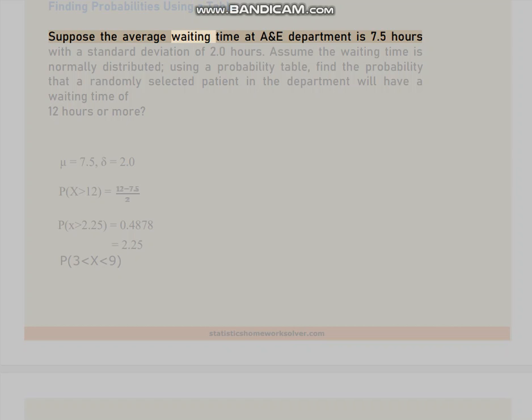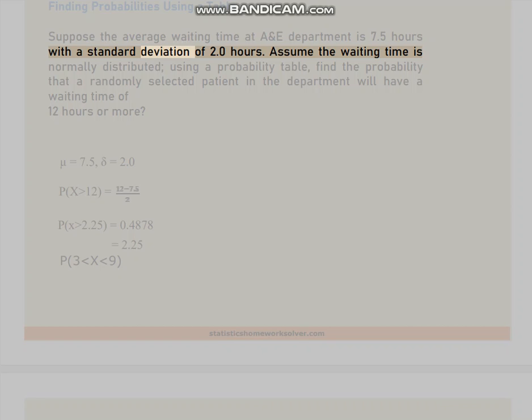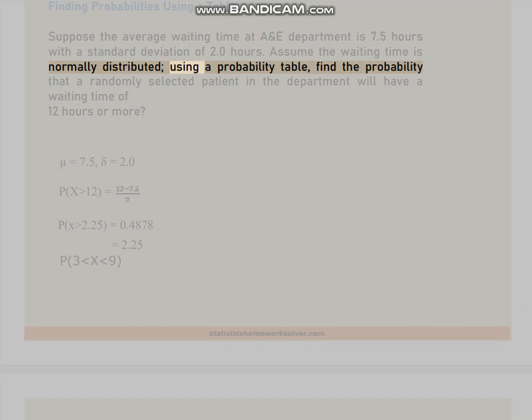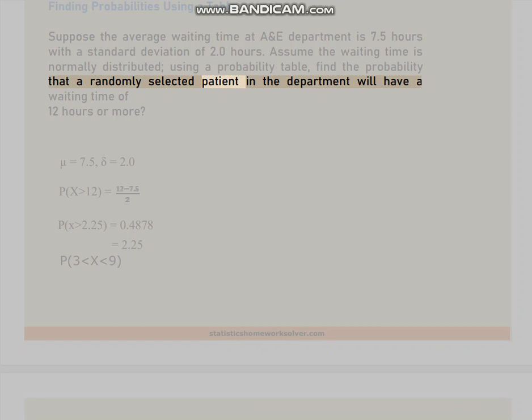Finding probabilities using a table. Suppose the average waiting time at A&E department is 7.5 hours with a standard deviation of 2.0 hours. Assume the waiting time is normally distributed. Using a probability table, find the probability that a randomly selected patient in the department will have a waiting time of 12 hours or more.